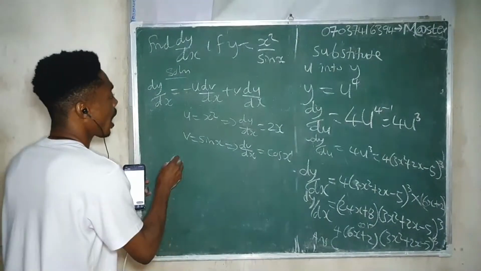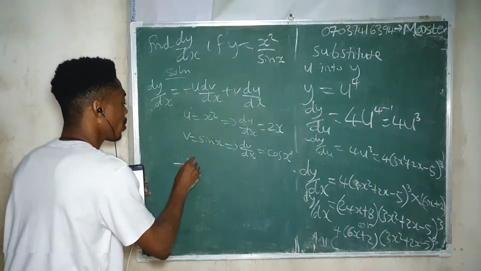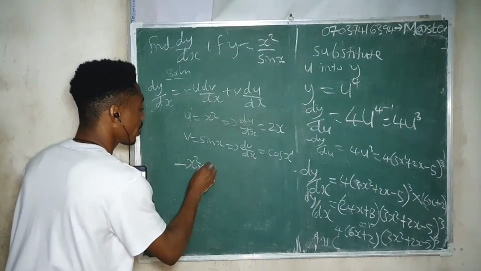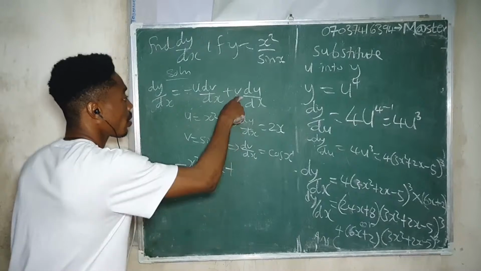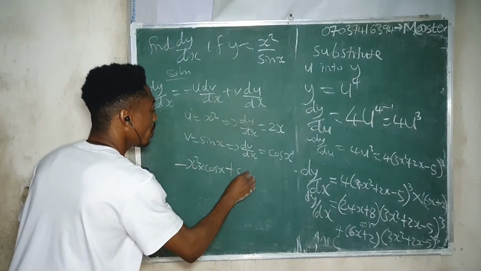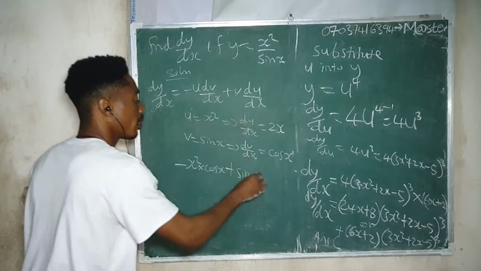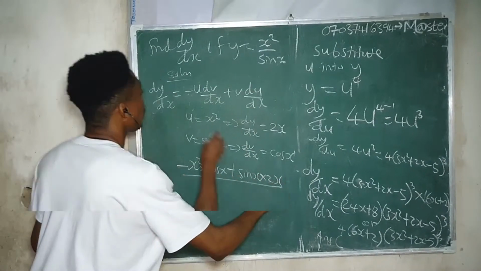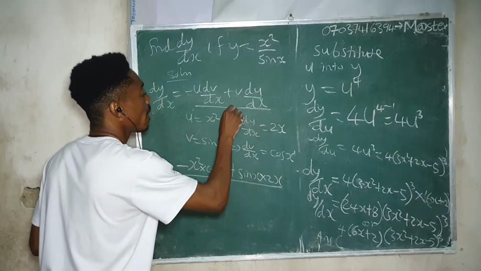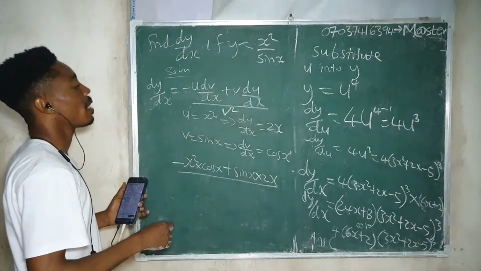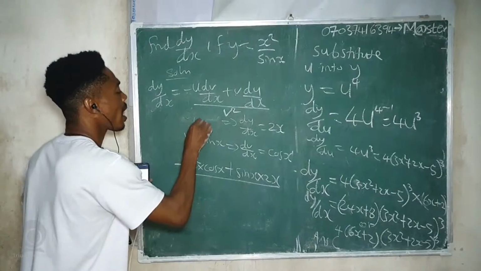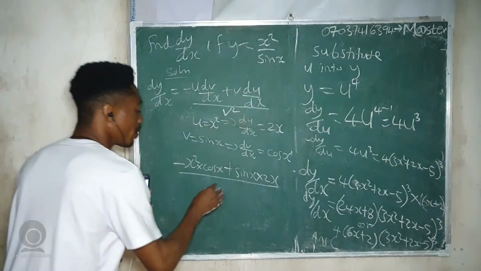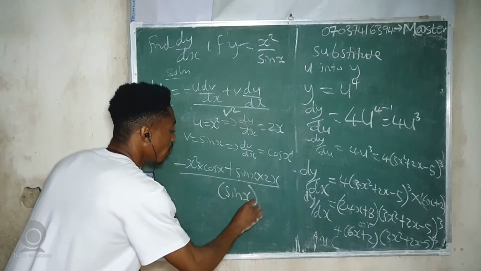How do I apply quotient rule here now? It will be minus u, that's minus x squared times dv dx, dv dx is cos x, plus v du dx. What is v? V is sine x times du dx, du dx is 2x, all over v squared. I forgot to include that. Thank you. In quotient rule, I must always have v squared. All over v squared means all over sine x all squared.